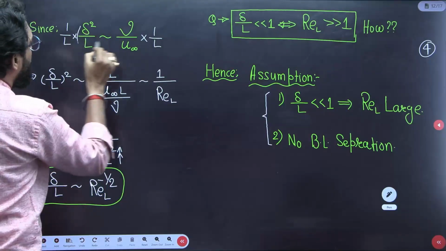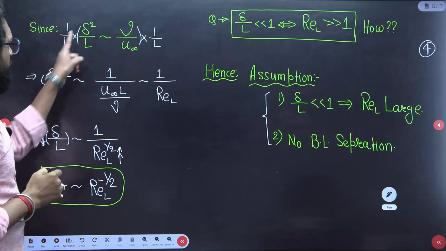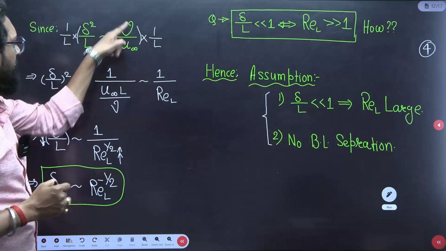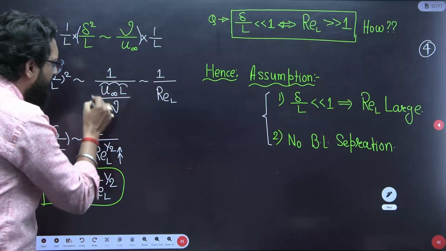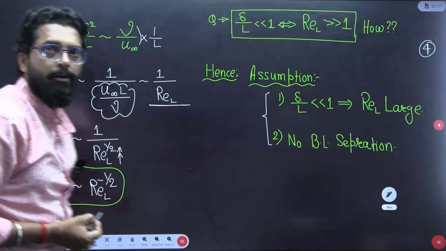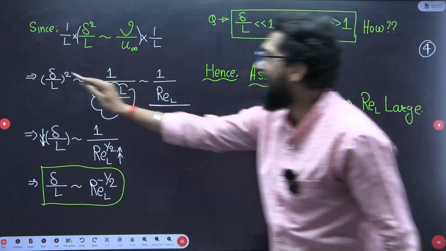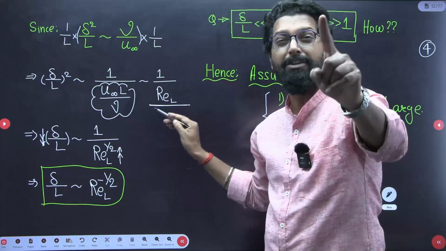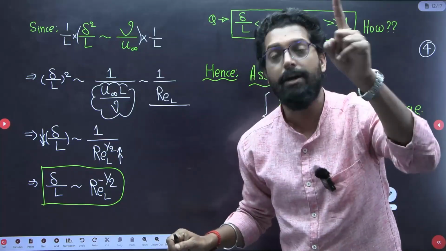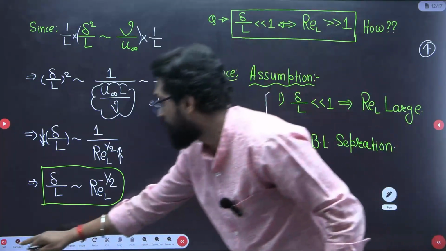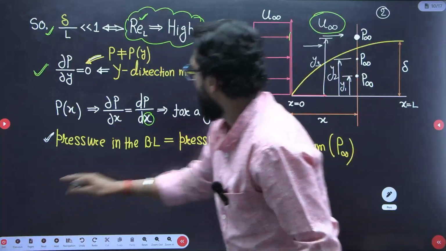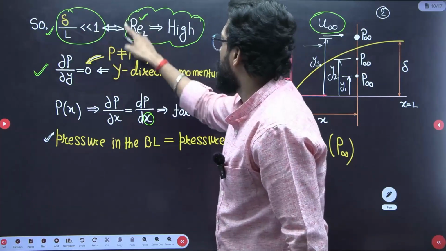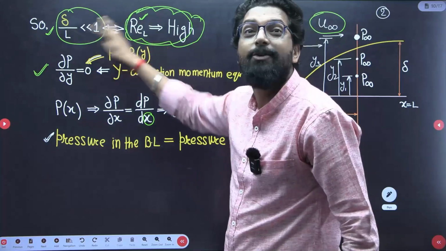Now you have to multiply with 1 by L. So delta square by L square is the order of magnitude of 1 by U infinite L divided by nu. So U infinite L divided by nu is the average Reynolds number over the entire plate. That means delta by L, the square root, is the order of 1 by the square root of the Reynolds number. This is very important. There is a similarity between these two. We already said that if delta by L is less than 1, then the Reynolds number is greater than 1.